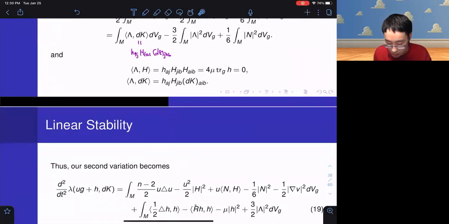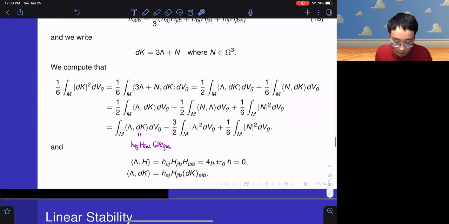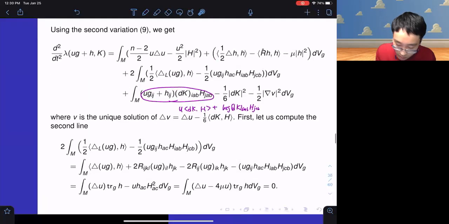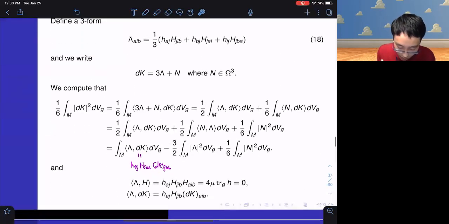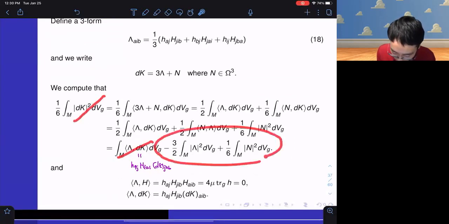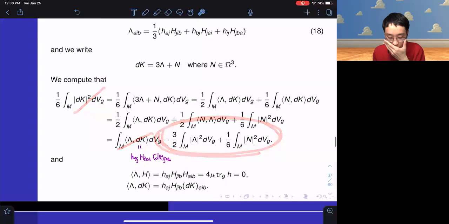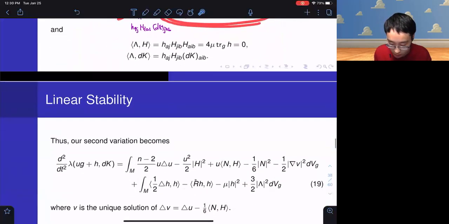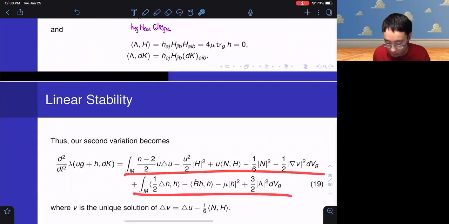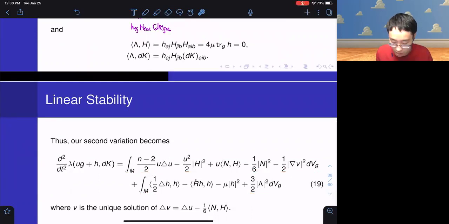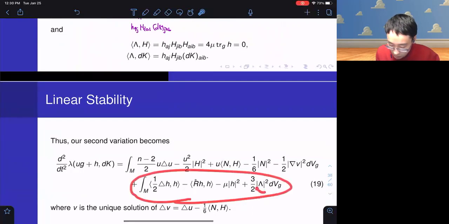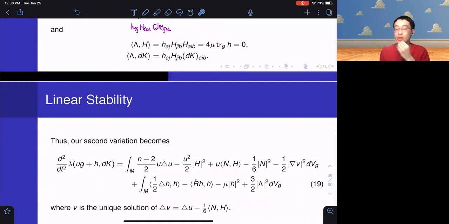Okay, so this is really good because here we have this term minus 1/6 dk squared. Therefore, these two terms will be canceled out, and we only need to deal with this one. So after simplification, we have these two lines, and by doing so, we don't need to deal with the cross term. As you can see in the second line, because our lambda only depends on h, this only deals with h.